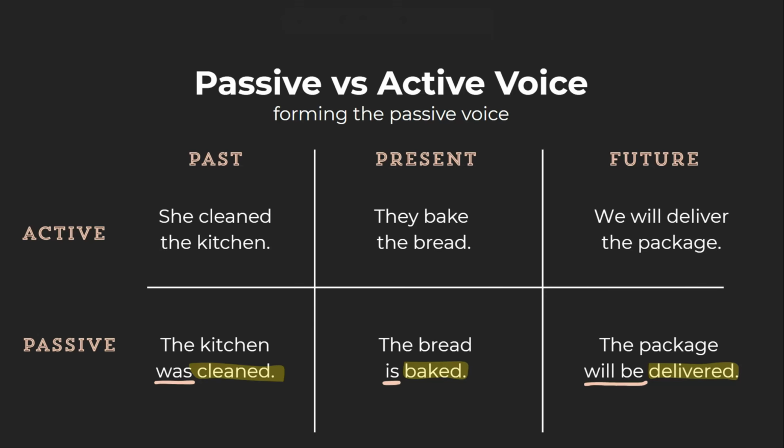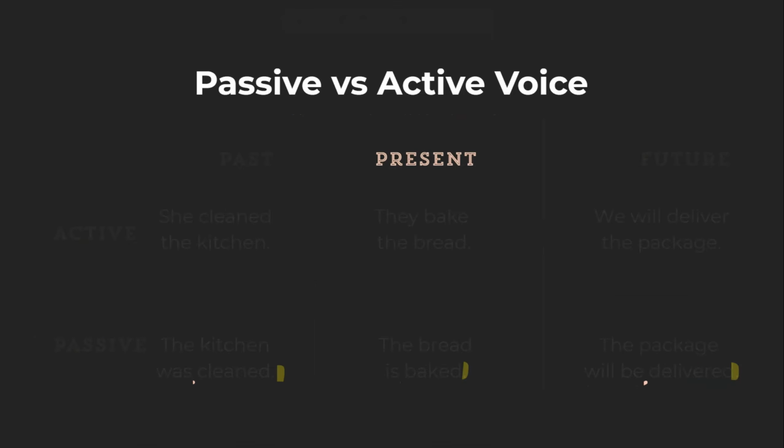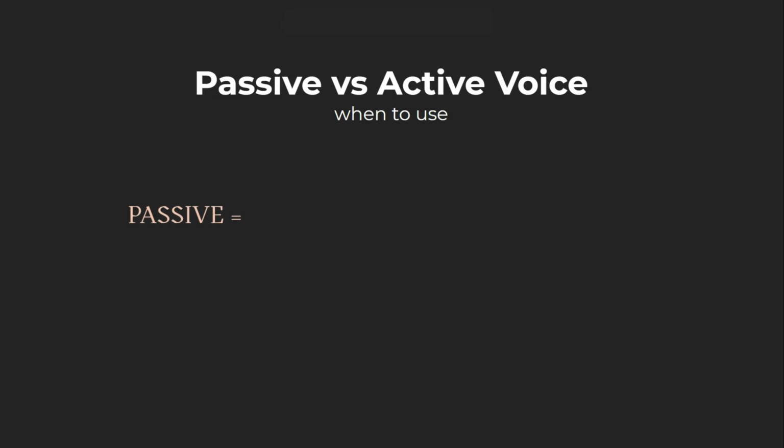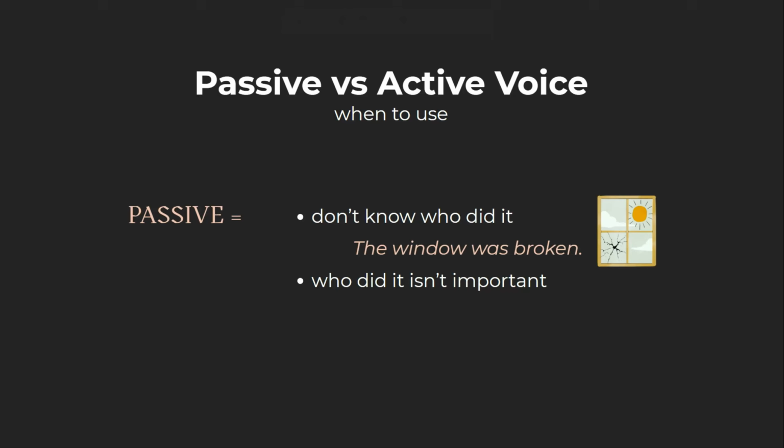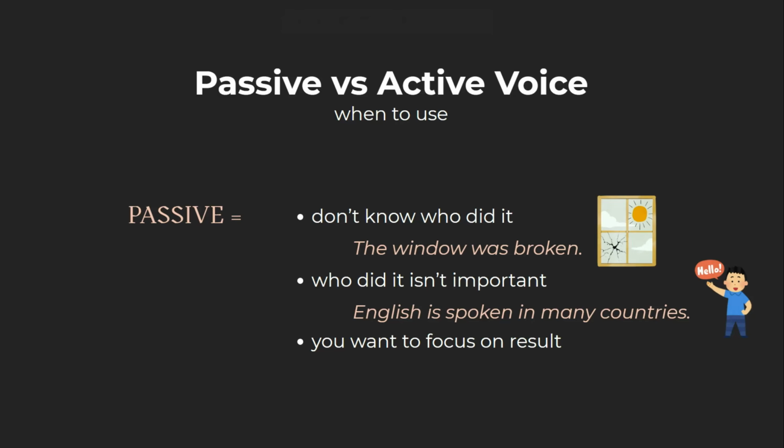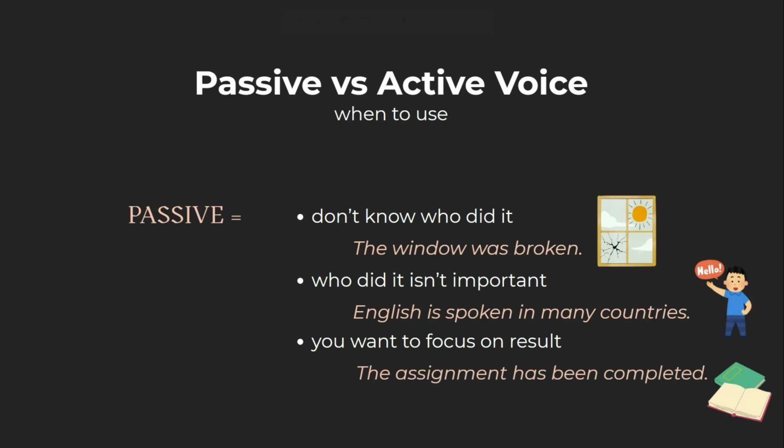So now that we understand what the passive voice is and how to form it, when should we actually use it? The passive voice can be useful in several contexts. For example, if you don't know who did the action, "the window was broken," who did it isn't important, "English is spoken in many countries," or you want to focus on the result instead of the person, "the assignment has been completed."